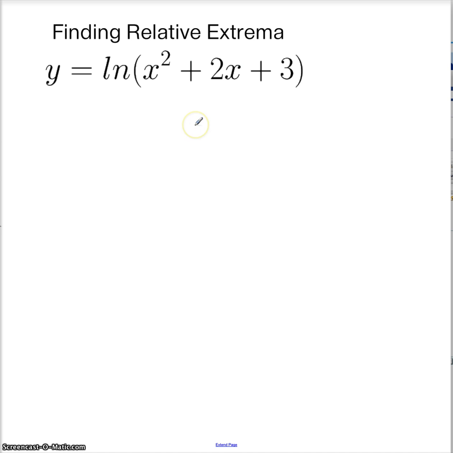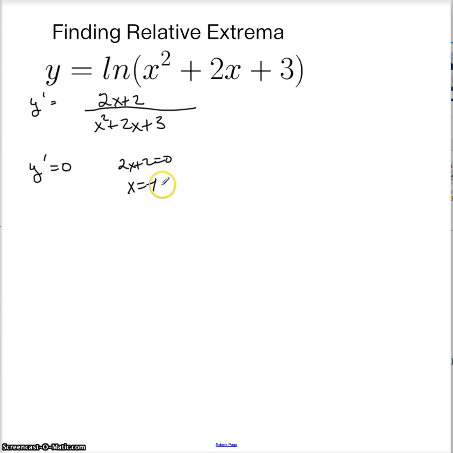Now, what if we want to find relative extrema? Well, we know relative extrema occurs when the derivative is 0. So let me take the derivative of this. y prime is the derivative of the numerator, 2x plus 2, over x squared plus 2x plus 3. So I know y prime is going to equal 0 when 2x plus 2 equals 0, when x equals negative 1. So I know I have a relative max or relative min.